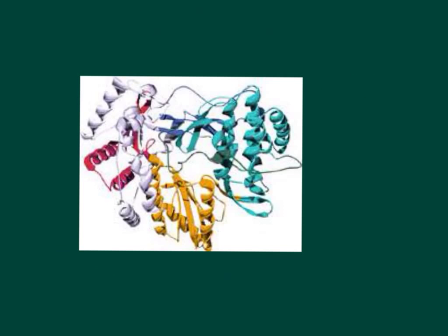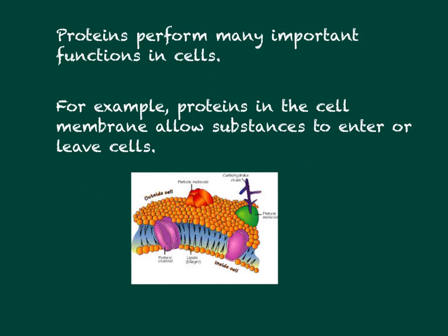This is a diagram showing a protein, and all that you have to take from this is that the amino acid chains fold up in very particular ways, and the shape of the protein is important for its function. So proteins perform many important functions in cells. One example would be proteins in the cell membrane allow substances to enter or leave cells.